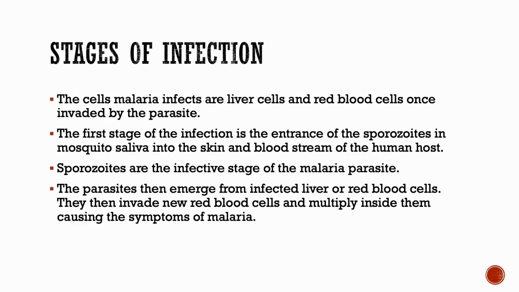The stages of infection. The cells malaria infects are liver cells and red blood cells once invaded by the parasite. The first stage of the infection is the entrance of the sporozoites and mosquito saliva into the skin and bloodstream of the human host. Sporozoites are the infective stage of the malaria parasite. The parasites then emerge from infected liver cells. They then invade new red blood cells and multiply inside them, causing the symptoms of malaria.